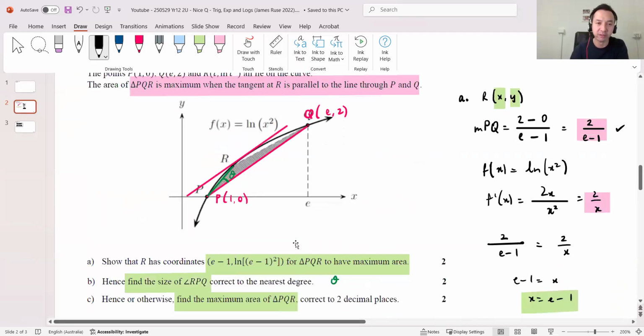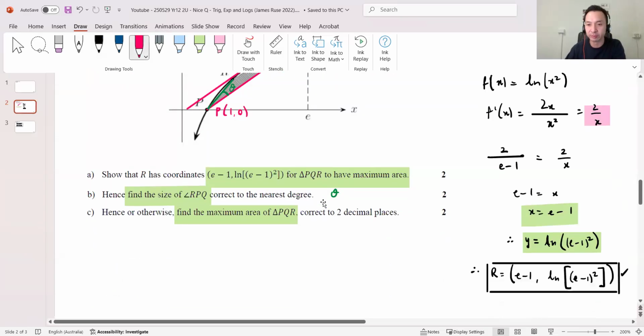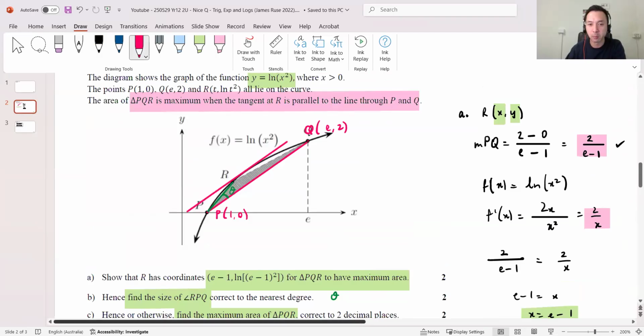Now part B, let's see what they want me to do. They want me to find the size of that theta. A couple of ways of doing that. You can use the cosine rule, but because I'm already dealing with gradients, let me show you diagrammatically what I'm thinking.